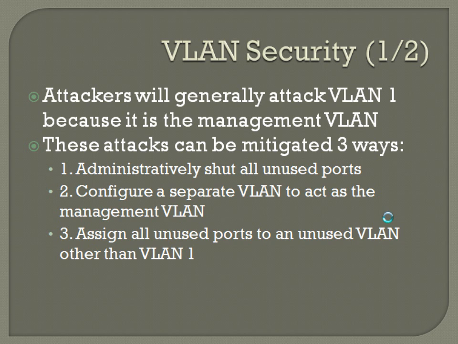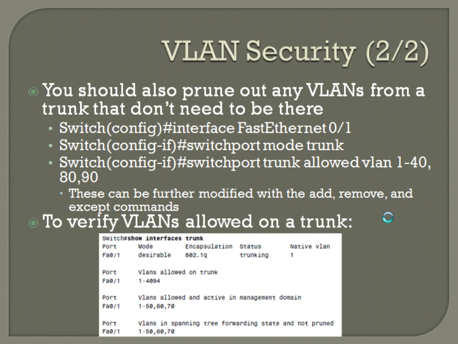And then you should also prune out any VLANs from a trunk that don't need to be there. Talked about this before. If you've got a trunk going to a switch that only has ports for one particular VLAN, you should probably go ahead and prune out any other VLANs that don't need to be on there. So in this case, for this trunk on interface FastEthernet 0/1, commands are switchport mode trunk, make it a trunk, and then switchport trunk allowed vlan, and then you can put in your list of VLANs. Now if you've got consecutive VLANs, you can do like we did here, which is a dash between them. So basically this allows VLANs 1 through 40. And you can also use the comma to add additional single VLANs on there. So this is allowed for VLANs 1 through 40 as well as VLANs 80 and 90.